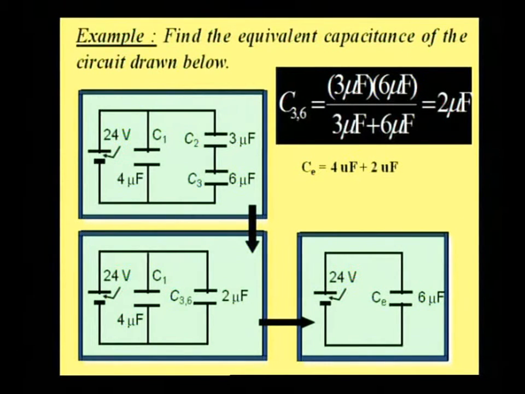Now the 6 microfarad capacitor is the total equivalent capacitance which gets the 24 volts. So you are just finding the total charge across that capacitor, Q equals C into V. By using that equation you can find Q, where Ce equals 6 microfarad and V is 24. So by multiplying 24 into 6, we are finding the total charge on the capacitor.